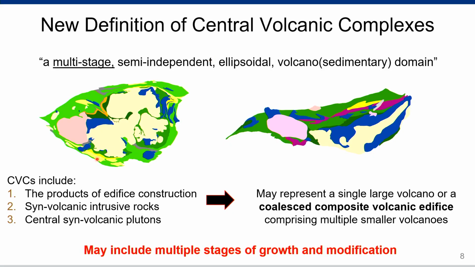So this new definition allows us to include all of the products of the edifice construction and modification, along with synvolcanic intrusive rocks, things like dikes and sills that record inflation of the edifice, and sometimes, but not always, central synvolcanic plutons that may mark volcanic necks and corridors through which magmas are traveling. So what are we looking at now? Well, we're looking at potentially single large volcanoes, but probably more often we're looking at coalesced composite edifices. In other words, multiple volcanoes that are growing at the same time and at different points in time that are overlapping onto one another.